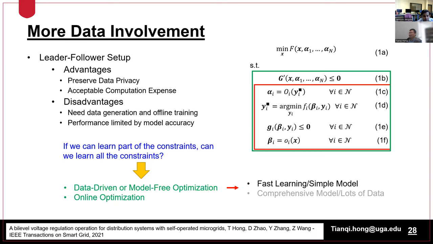So in this talk, what I focus on is fast learning, which means I do not consider so many different scenarios. If the system changes, I just learn it again, but the learning time is quite fast, which only requires about 30 samples for the model to converge. And if there is another change in our system, I just get rid of the old model and learn a new one. So that's the whole idea here.